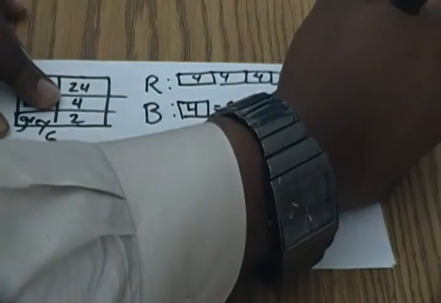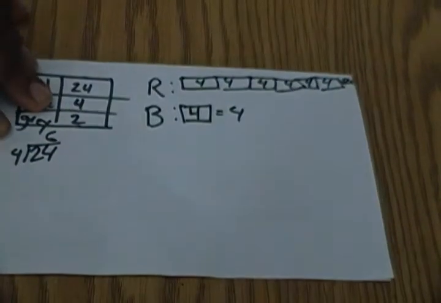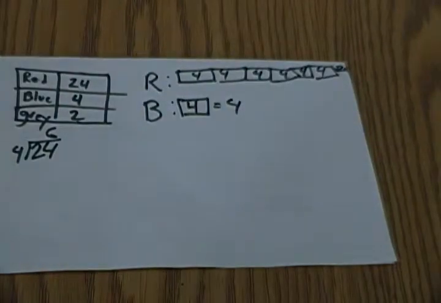Alright, now we need to go down to blue. Now we know that 4 people like blue, so how many boxes do we need to have? Well, if each box represents 4, we only need to have 1 box. And this one over here equals 24. So this is how, if the worksheet asked your students to make a diagram, this is what they're looking for.